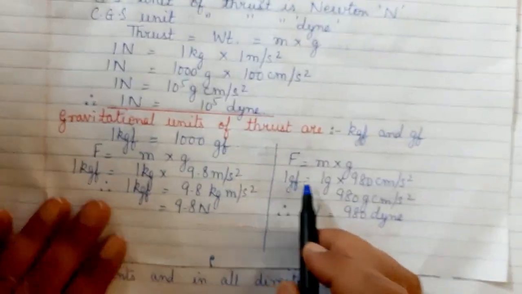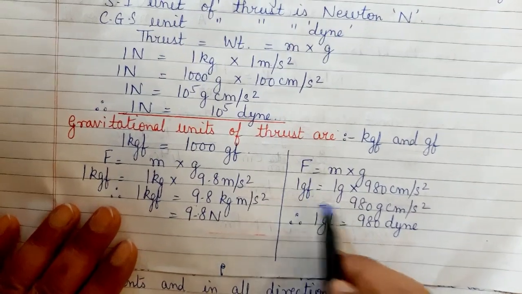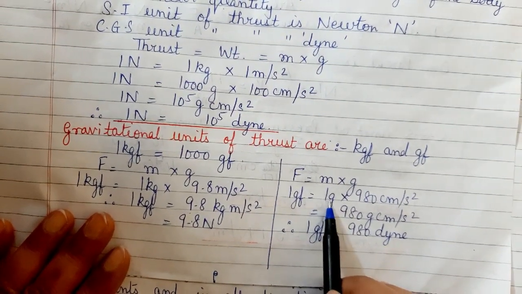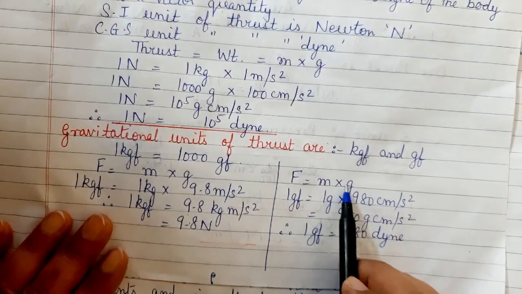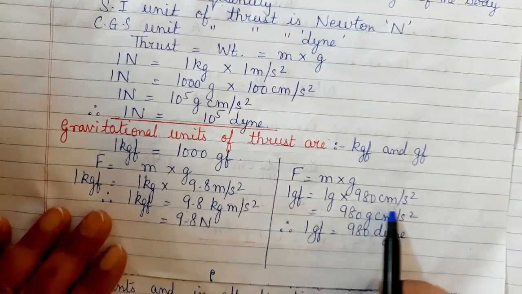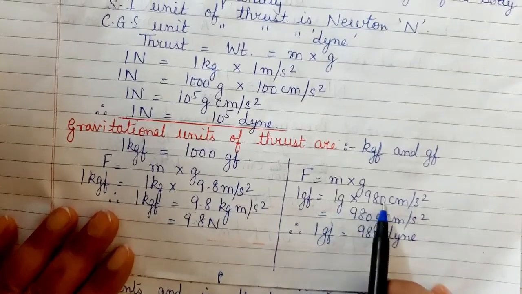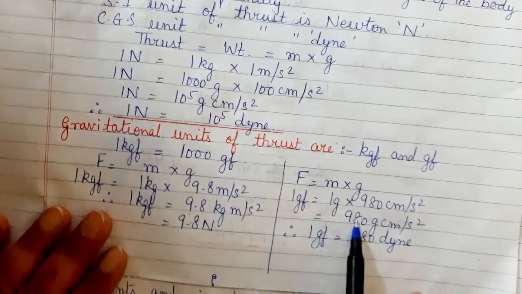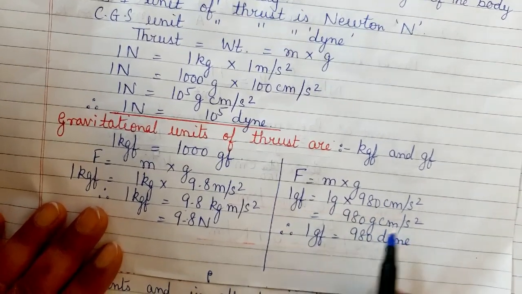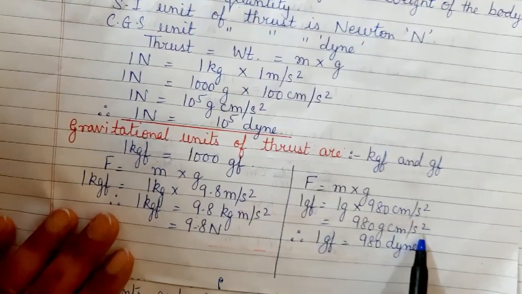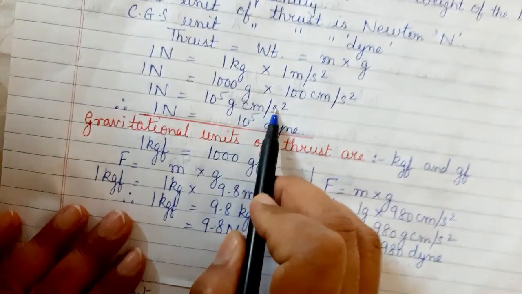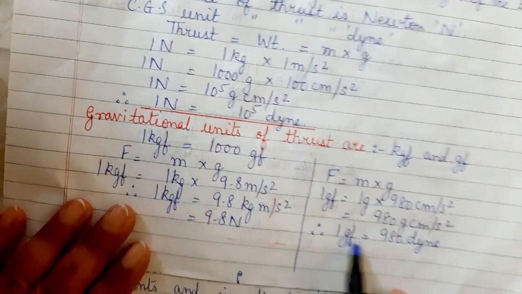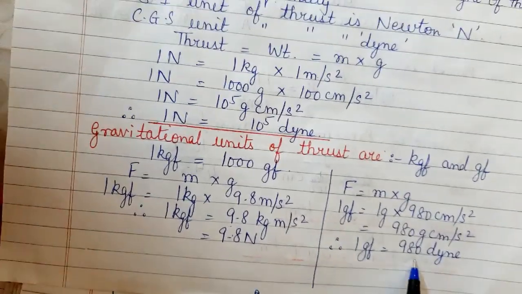Now let us look at the interrelation between gf and Dyne. 1 gf is equal to 1 gram into the value of g, now in centimeter per second square, which is 980 centimeter per second square. When I multiply, I get 1 gf, that is 1 gram force, is equal to 980 gram centimeter per second square. And what is gram centimeter per second square? As seen earlier, it is equal to Dyne. So we get 1 gram force is equal to 980 dynes.